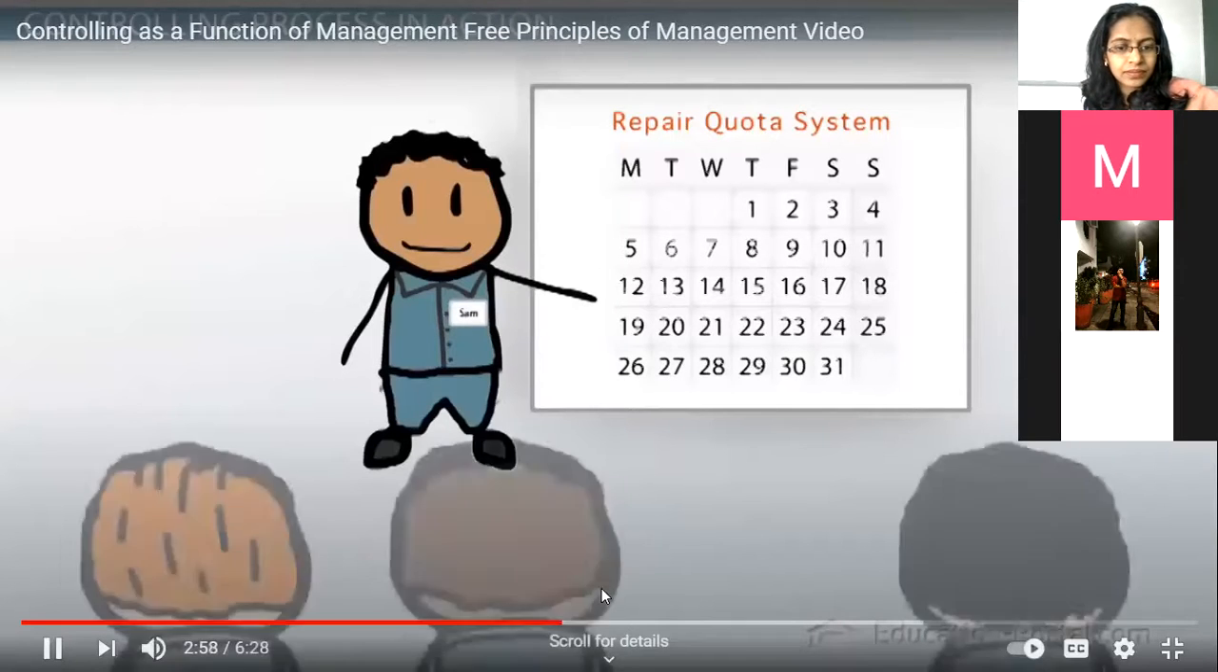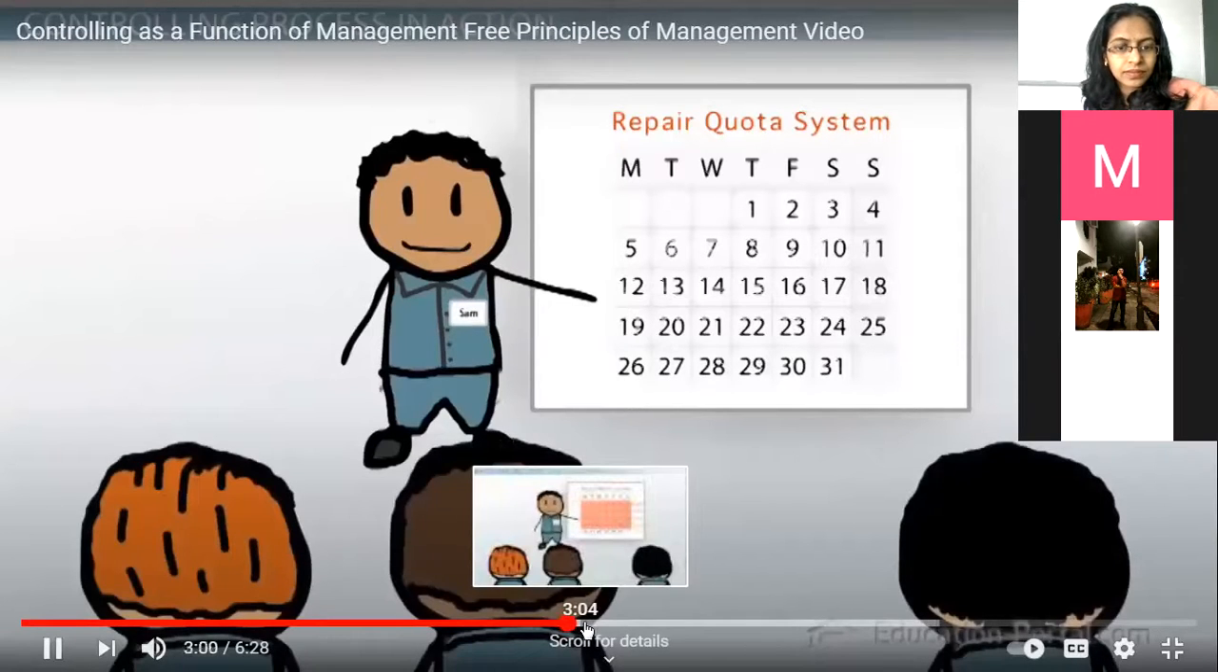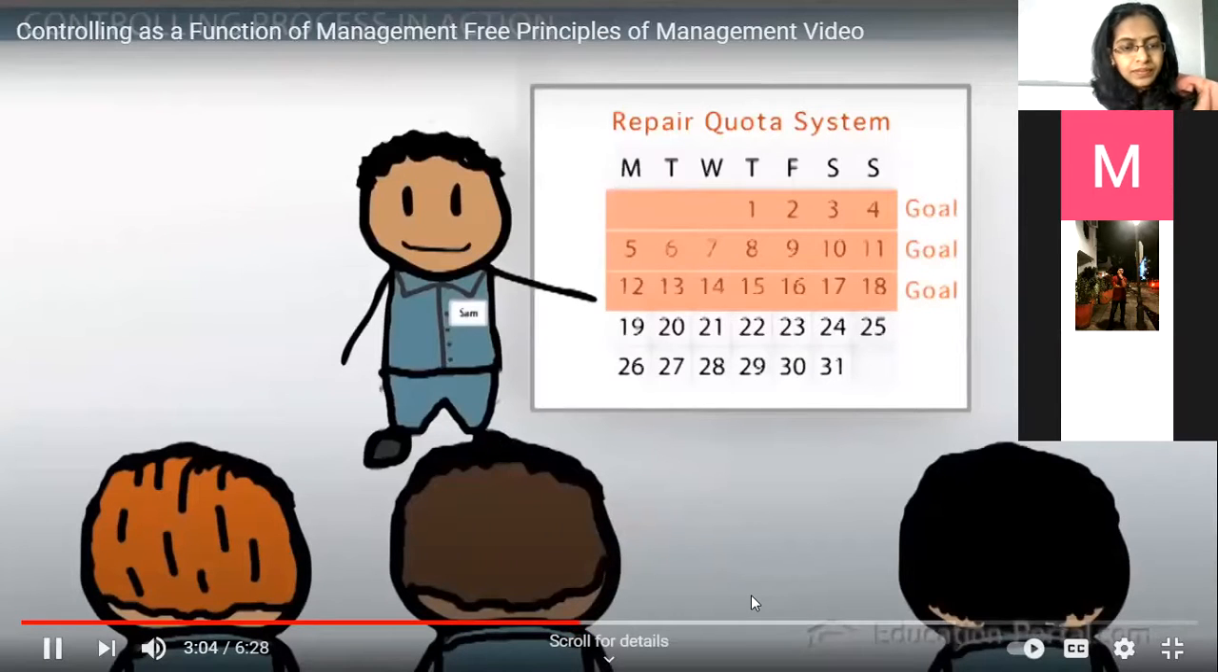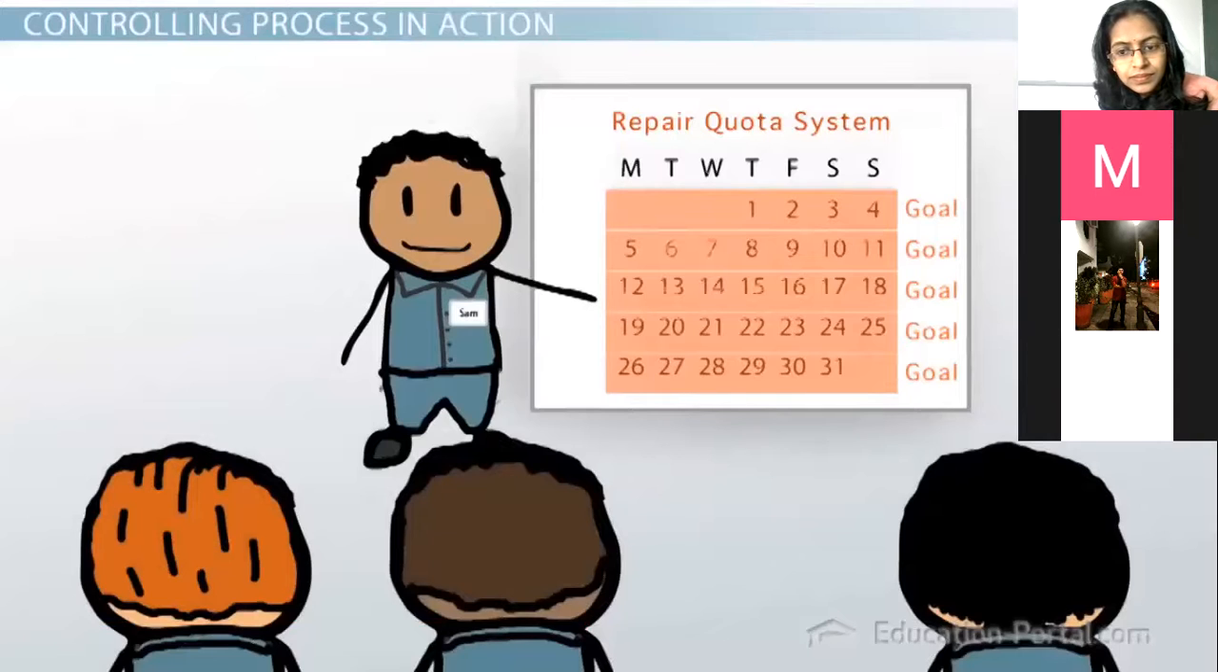He introduces the mechanics to a repair quota system. Each mechanic must fix 10 engines, patch 5 tires, and replace 15 windshield wipers each week. That means that each mechanic must bring in about $280 in revenue each week to reach the goal. Once broken down for the mechanics, the goal is realistic and attainable.